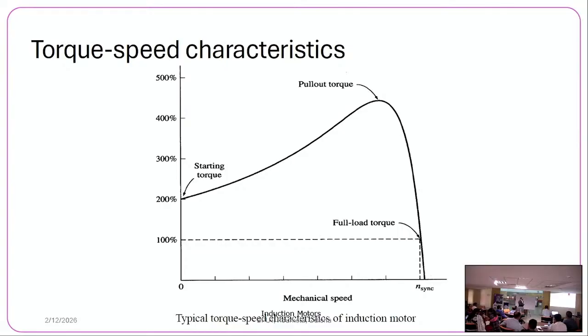Now, torque speed characteristics. Someone asked regarding the torque speed characteristics. You have some doubt. Who asked about the torque speed characteristics doubt? You are. That we are going to discuss. This is the point we are discussing. That we will take up.